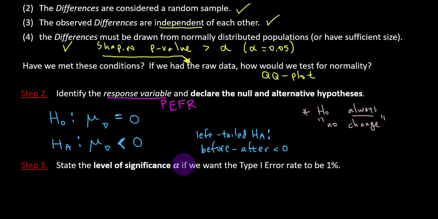Next step, let's state the level of significance if we want the type 1 error rate to be 1%. Now we usually have our default alpha, right? Usually alpha is 0.05. But this is not what we're going to use here. We're actually going to use 0.01. Because remember, the type 1 error probability is alpha. So here I've told it to you in sort of a roundabout way.